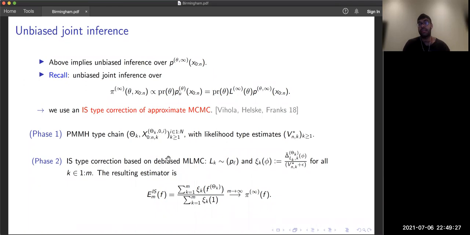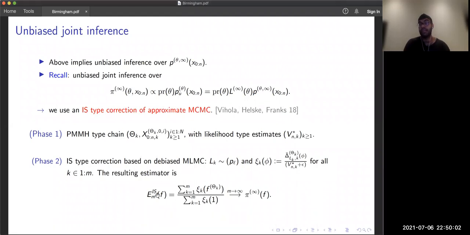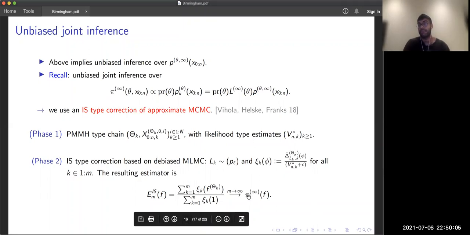And then, using the idea of debiased multi-level Monte Carlo and the IS type correction scheme that we have, we can come up with a new estimator, which we denote E, superscript I, subscript M, of f, which converges to the posterior distribution that we're interested in, pi of infinity f. We have denoted this quantity with infinity because we're looking at the original continuous time setting before discretizing. And then what we show from this is that, through the ideas of statistical consistency, this estimator is consistent as m goes to infinity with respect to the original joint posterior that we're inferring about.